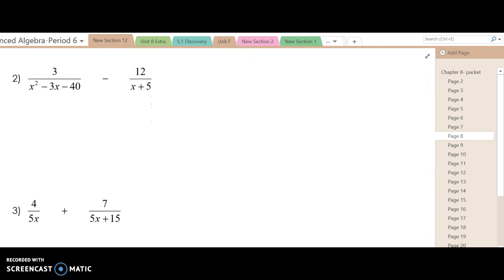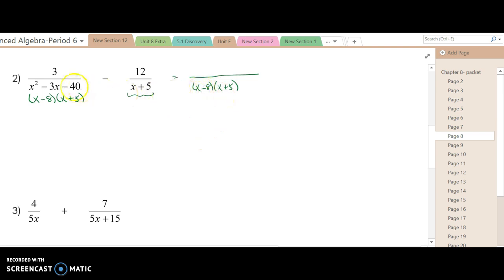So the next one, if I go ahead and factor this, again, we should always factor right away. This would be x minus 8 times x plus 5, right? So now I start my common denominator. I bring the x minus 8, I need that. I need the x plus 5. Here, I already have the x plus 5, so I'm going to leave that alone.